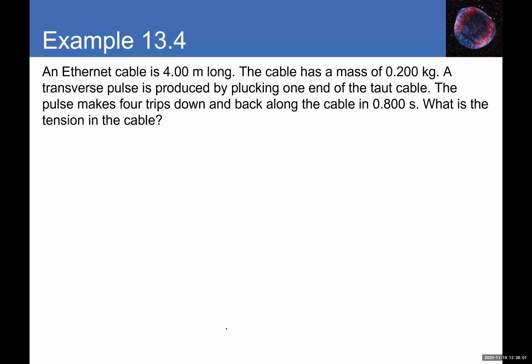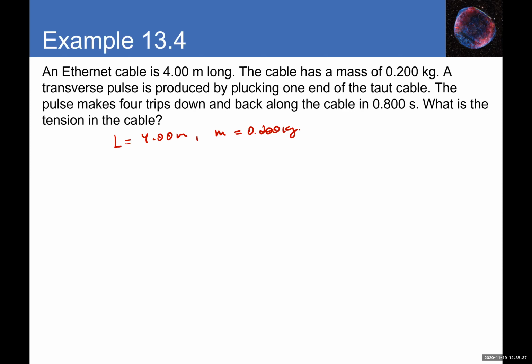All right, so we want to know the tension. Right away we are told that the length here is 4 meters. The mass here is 0.2 kilograms. And also we're told that it makes 4 trips down and back along the cable in 0.8 seconds. Which means that we are given the length that the wave is traveling.